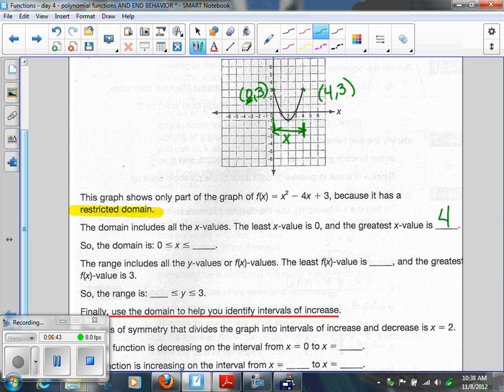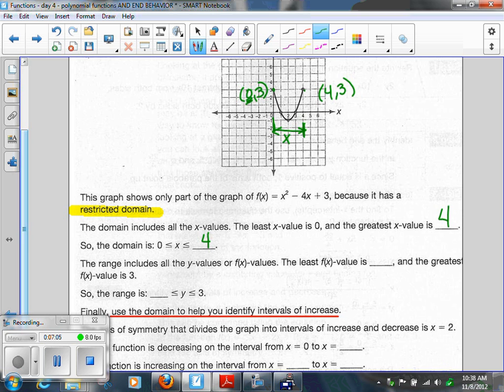All right, so if my least x value is 0 and my greatest x value is 4, what is my domain? Well, we're going to fill the blank with a 4. So 0 is less than or equal to x, which is less than or equal to 4. Do you guys agree with that? Hands up, yes or no? Got it. Okay, high five.